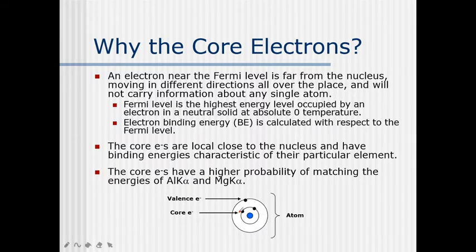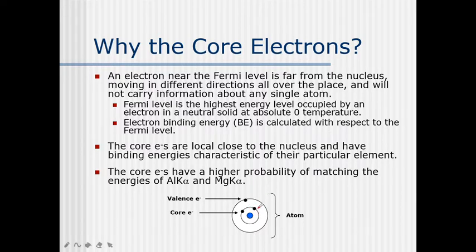Now, this is something characteristic of that particular element. The core electrons have a higher probability of matching the energy of aluminum K-alpha and magnesium K-alpha. That means the sources through which I am going to give X-rays almost match the energy of these core electrons, and hence they eject out of the system. So once I give some X-rays through an aluminum or magnesium source, the core electrons are ejected out.